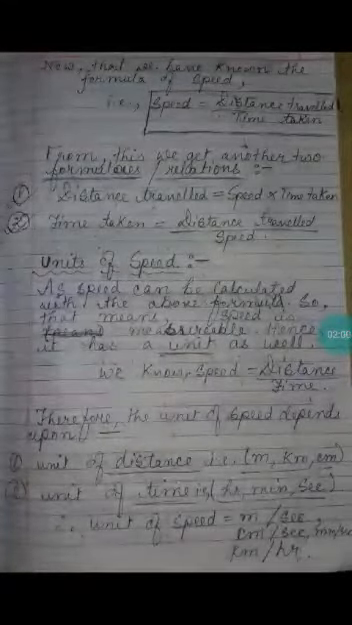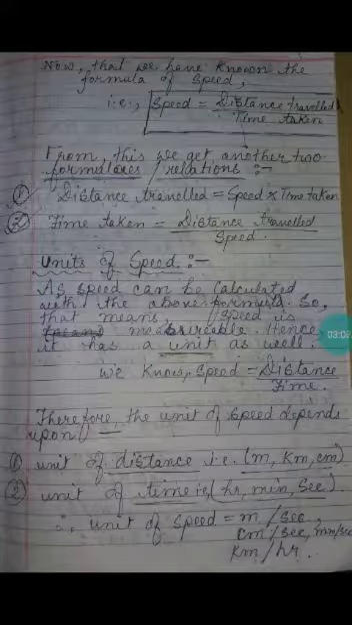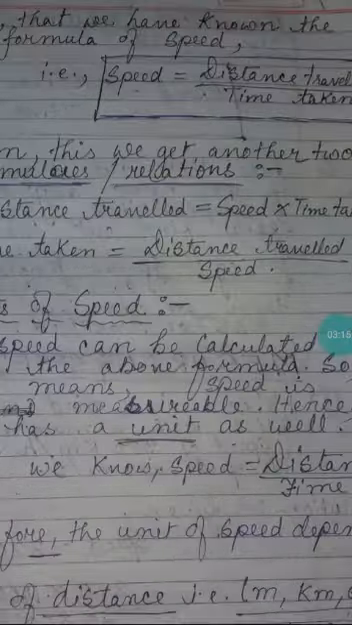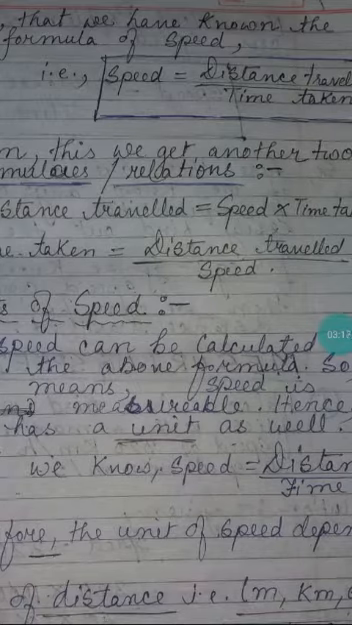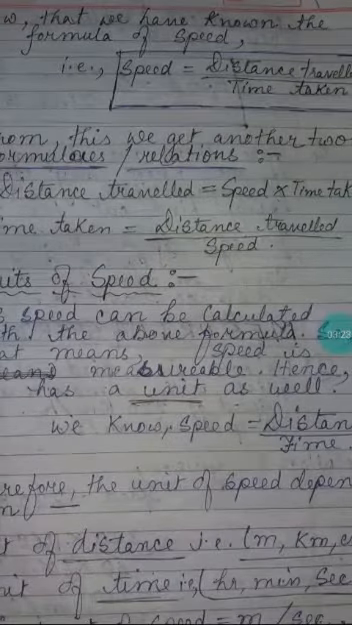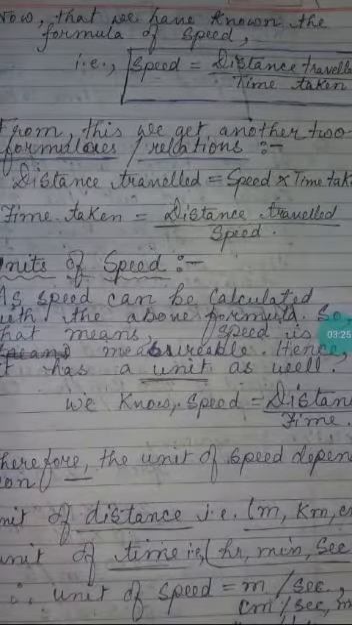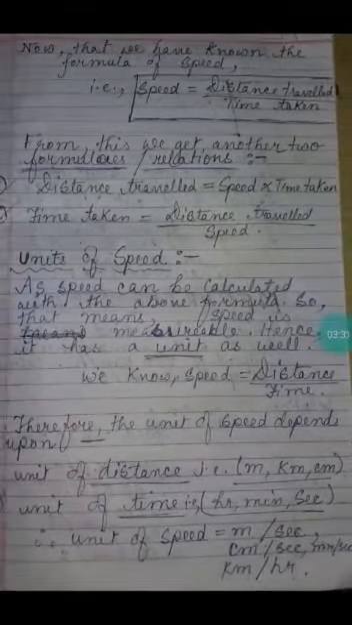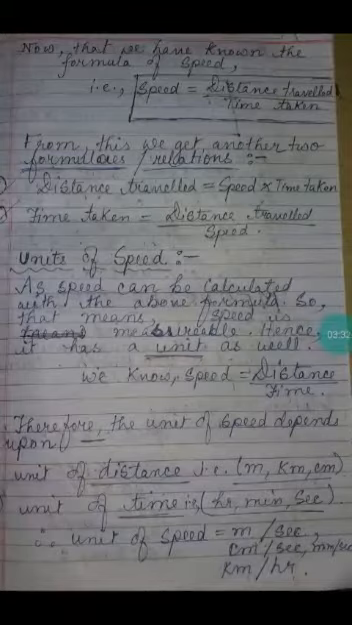Now that we know the formula of speed, that is, speed equals distance traveled divided by time taken, right? From this we get another two formulas, or we can say another two relations. See, speed equals what? Distance traveled divided by time taken. This is the basic formula for calculating speed. So, one relation that we get from this formula is, distance traveled equals speed multiplied by time taken.